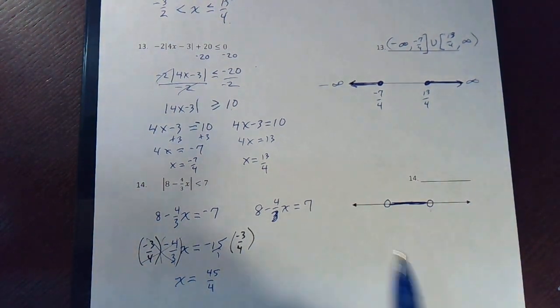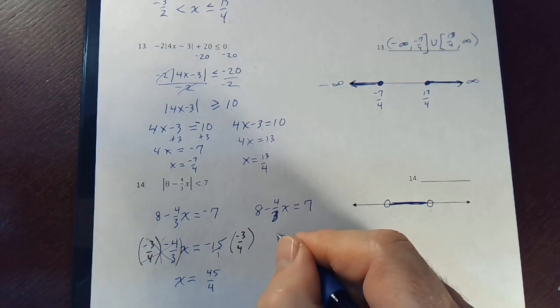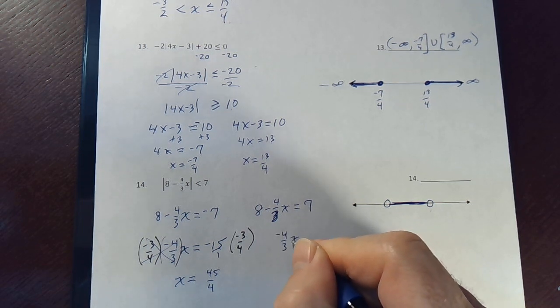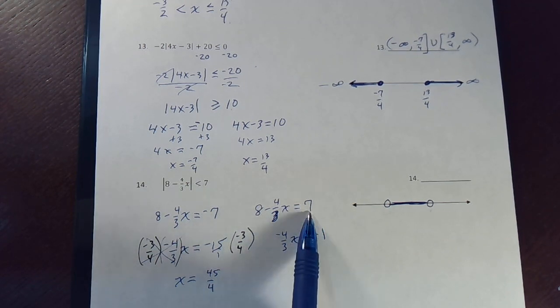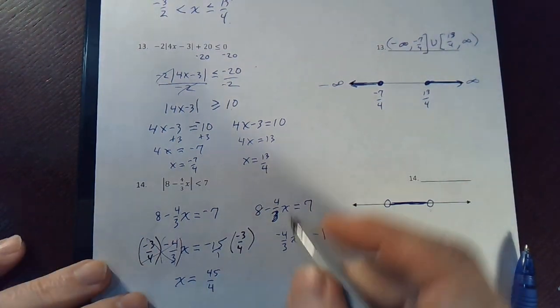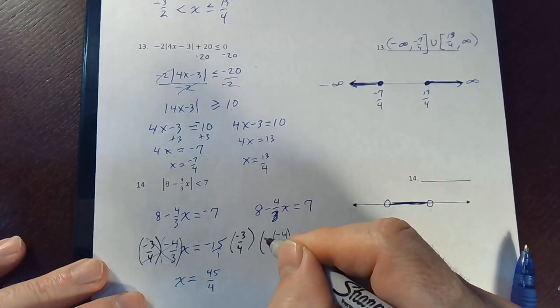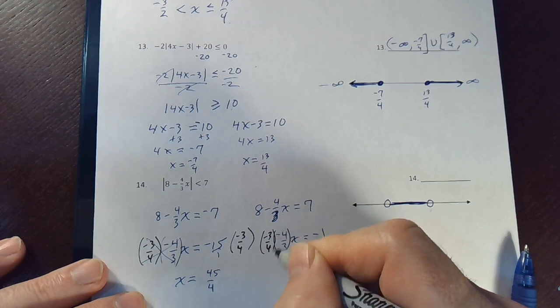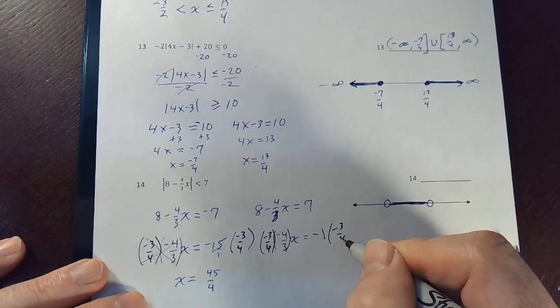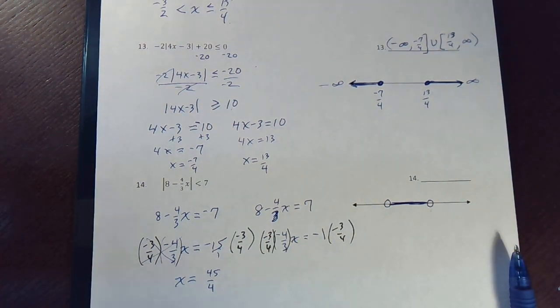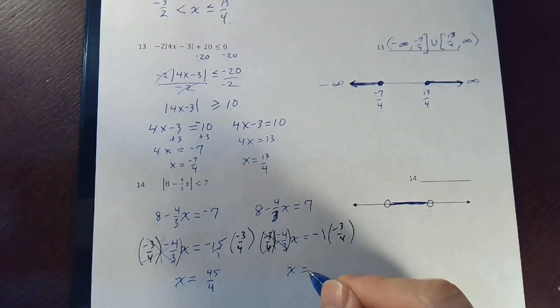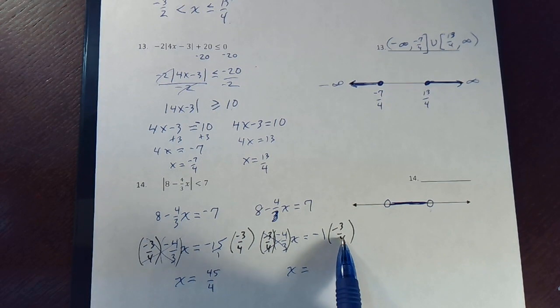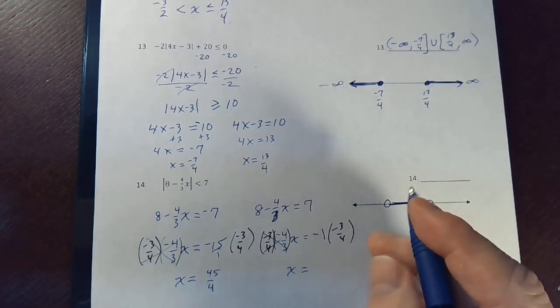Okay, over here, when we subtract 8, I'm going to get -4/3 x equals -1, because I subtracted 8 from both sides. That's why I have the -1 here. And to get x by itself, we multiply by, again, -3/4 on both sides. And that cancels out, giving us x by itself equals a positive number. It's a +3/4.